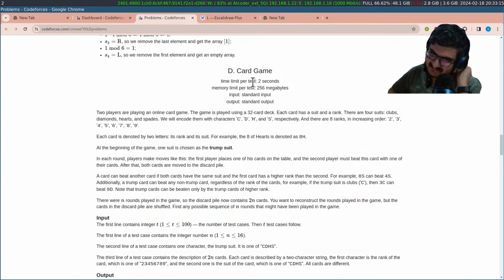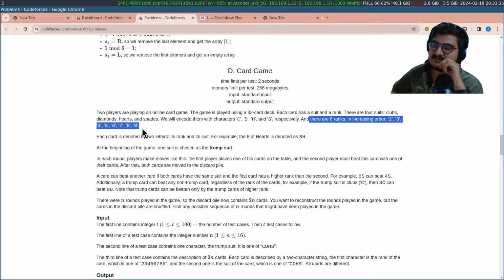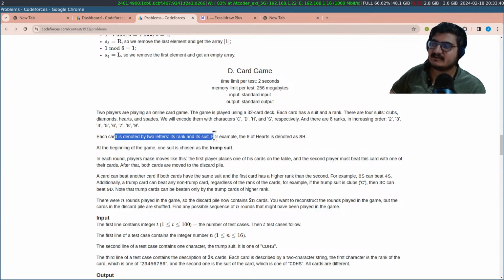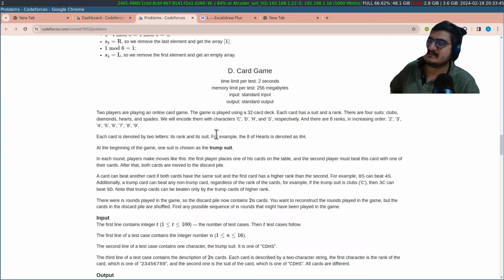So the problem D says card game. Two players are playing an online card game. The game is played using a 32 card deck, which is different from a standard 52 card deck. Each card has a suit and a rank. There are four suits: clubs, diamonds, hearts, and spades. We encode them with characters C, D, H, S, respectively. And there are eight ranks in increasing order: 2, 3, 4, 5, 6, 7, 8, 9. Each card is denoted by two letters, its rank and its suit. For example, the 8 of hearts is denoted as 8H.